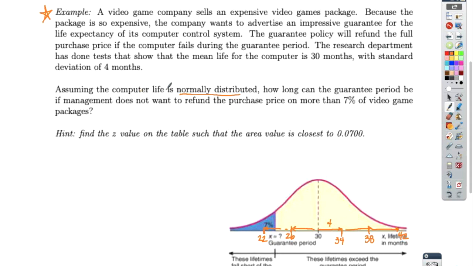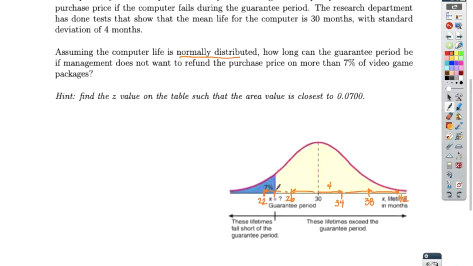So, assuming the computer life is normally distributed, how long can the guarantee period be if management does not want to refund the purchase price on more than 7% of video game packages? In other words, what is this life expectancy for these video games? Now, most of them will last somewhere in this area, right? Like the average is that they'll last 30 months before they have some kind of a problem. But some of them will last shorter. Some of them will last less time. So we want to know how many months is this? What is this X value? So that 7% of the computers fall into this area.